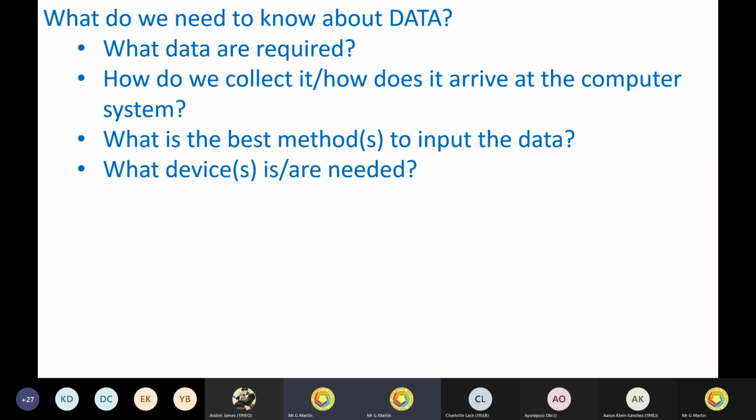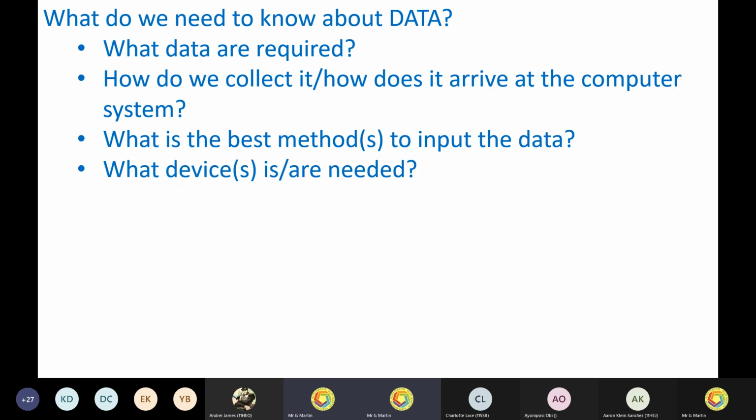So what do we need to know about data? A lot of students get confused between the data itself and the device that it's entered into the computer system with. But the first thing you have to look at in computer science, as a systems analyst, for example, is: hang on, we're not going to look at how we're going to enter the data until we've identified what the data actually is, what data are needed for a system. And that's the first thing that you have to identify with your client in a real life situation.